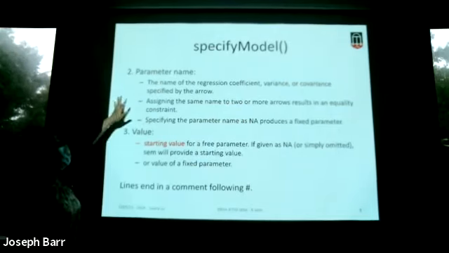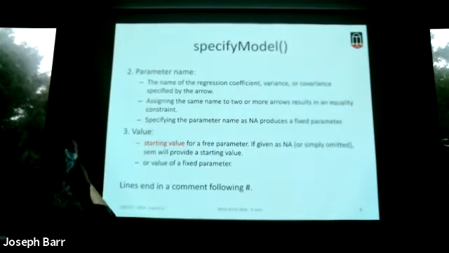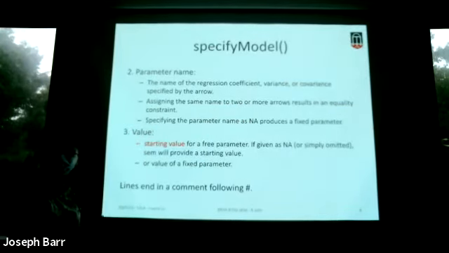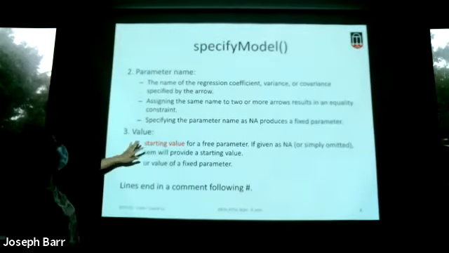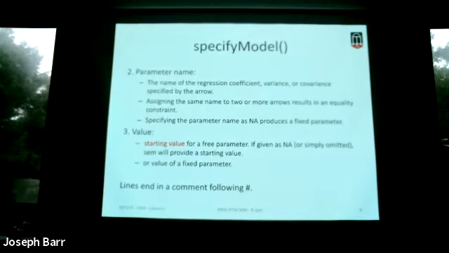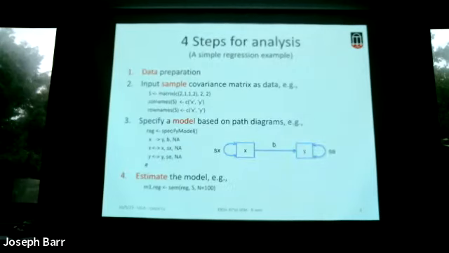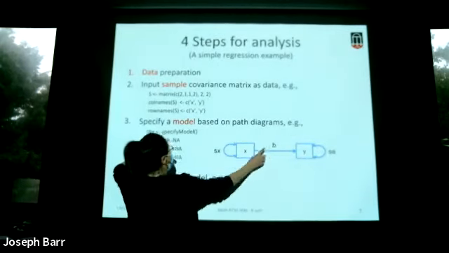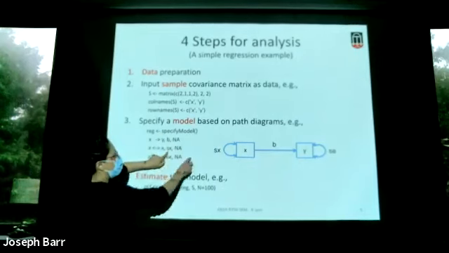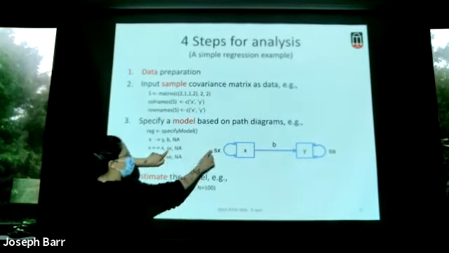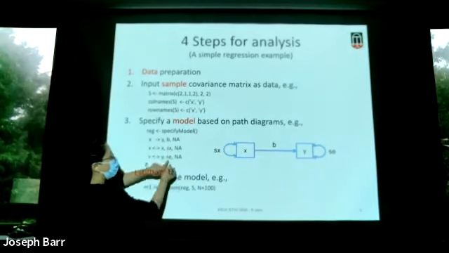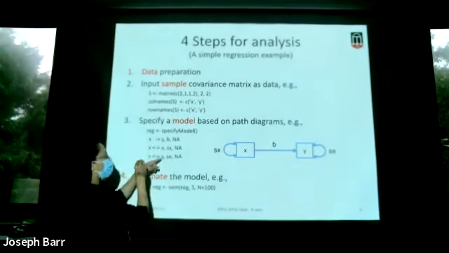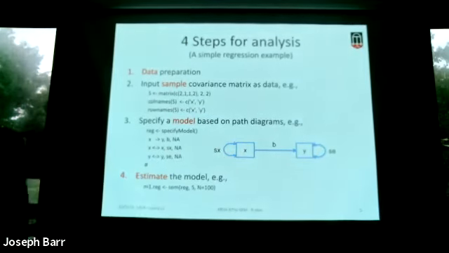Thank you. Parameter names. In the second position, you have to give a name for that parameter, either coefficient or variance or covariance or other parameters. For example, in the previous example, we have B. The coefficient is named B. And the variance of X is named SX. The variance of the residual of Y is named SC. It's just a name. You have to give a name.